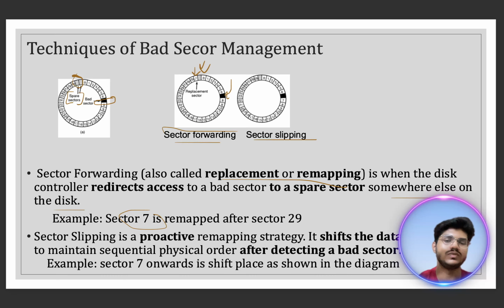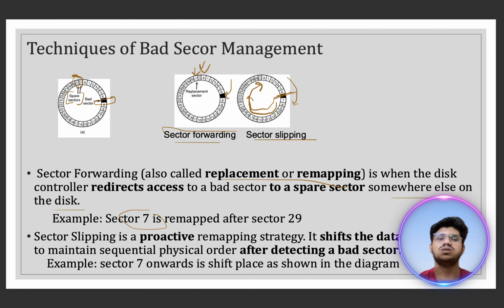Okay, and one more technique is sector slipping. This is actually a more expensive operation. What we do in sector slipping is basically slide all the sectors. So this became unusable, this was the 7th, right? From now onwards we will say the 8th sector will become the 7th sector, the 9th sector will become the 8th sector. In this way you just slip the entire sector by 1.